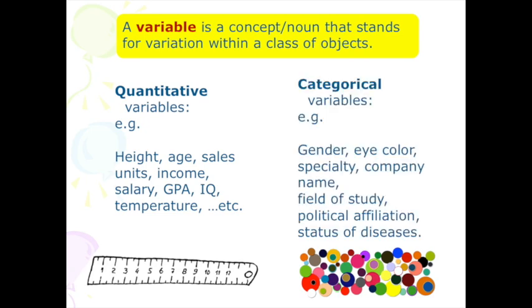The examples of quantitative variables can be height, age, sales, units, income, salary, GPA, IQ, temperature, etc. And then the examples of categorical variables can be gender, as you can either have male, female, or transgender. There are few genders.